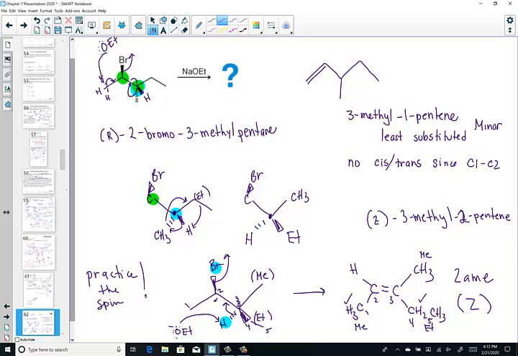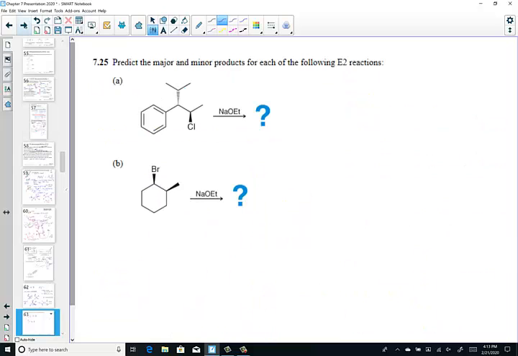I'll do another one if you'd still like to hear more practice. If you're ready to try them on your own, great. If you want to hear more practice, here I am. Here is the next set of homework. It's number 25 on your skill builders.